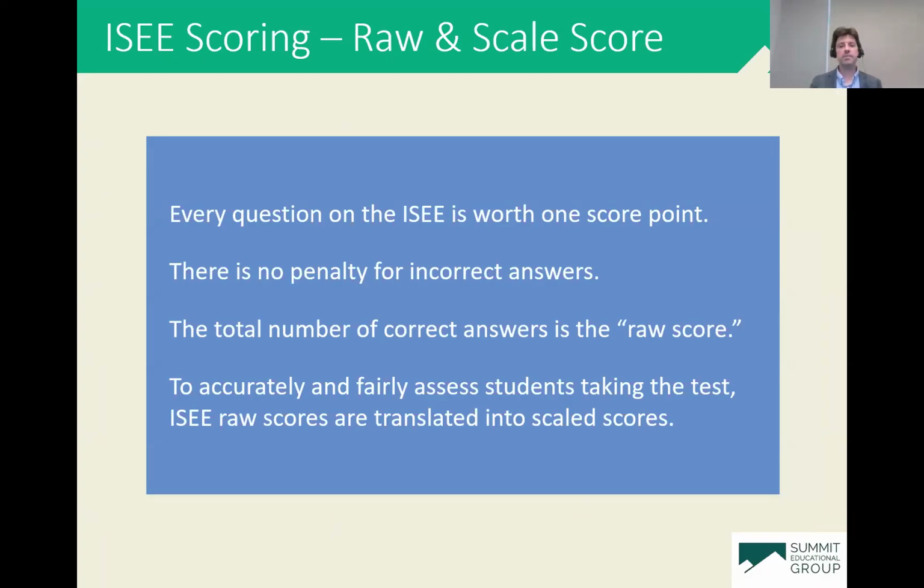Okay, ISEE, similar to the scoring that we saw on the SSAT. Every question is worth 1 point. There is no weighted scoring. But one key difference between the ISEE and the SSAT is on the ISEE, there's only 4 answer choices instead of 5. So if students can eliminate 2 answer choices, they're immediately 50-50 on it. And there is no penalty for wrong answers on the ISEE.